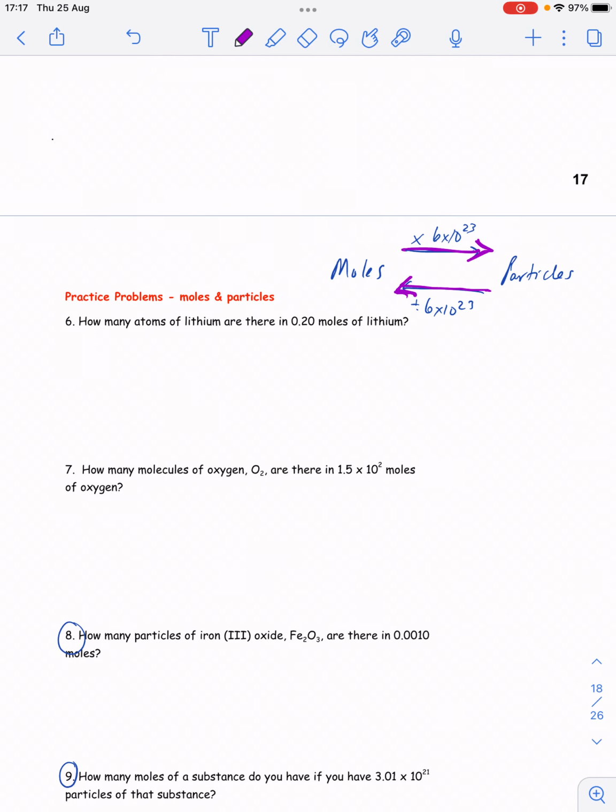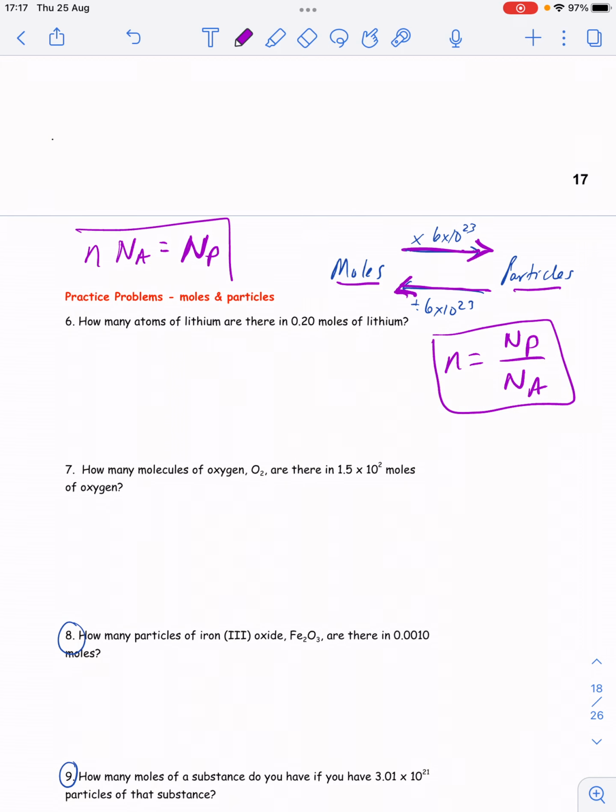You can also rearrange this, that you have moles times Avogadro's number equals the number of particles. So moles times Avogadro's number, which is N sub A, equals the number of particles, which is N sub P. And then we can rearrange that and also have the other way, which is moles equals the number of particles divided by Avogadro's number. So different ways to represent these as equations.